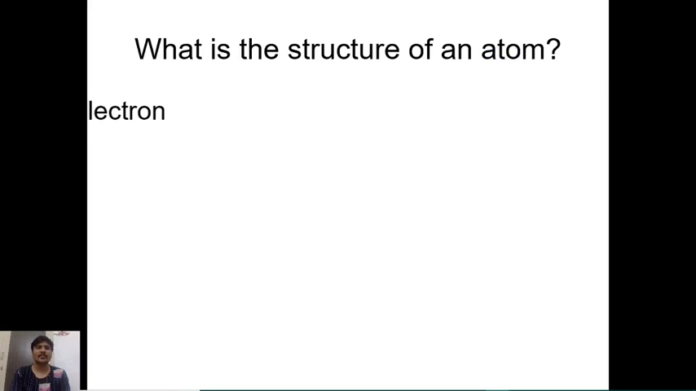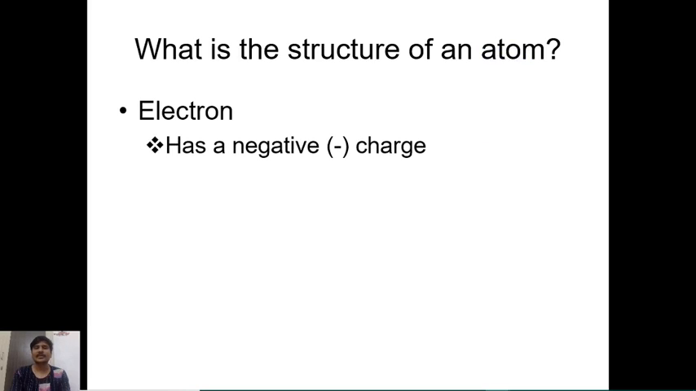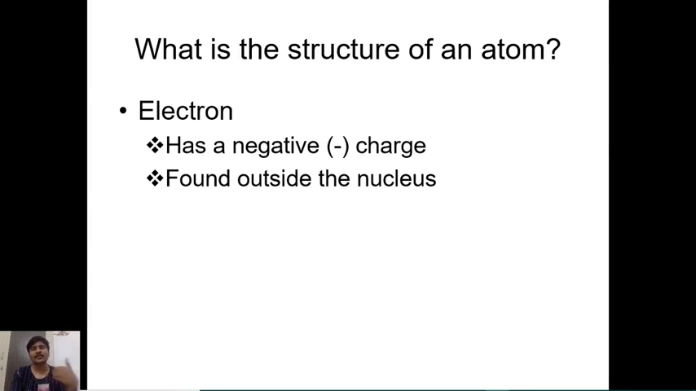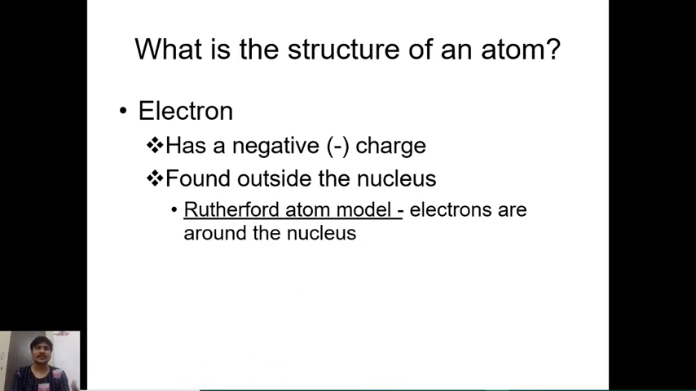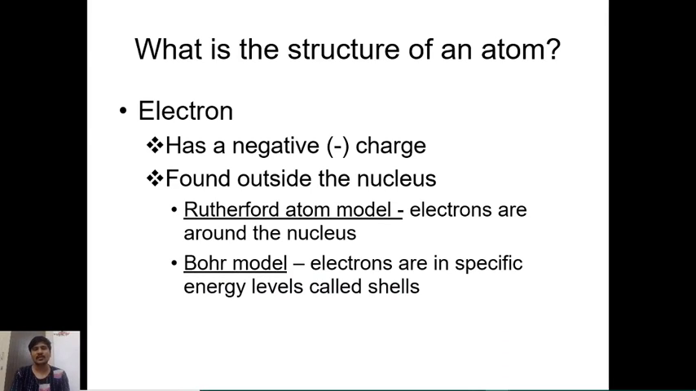Now we talk about electrons. An electron has a negative charge, as we all know. It is found outside the nucleus, revolving around the nucleus. In the Rutherford atom model, electrons are around the nucleus. In Bohr's model, electrons are in specific energy levels called shells. The electron is represented by e.